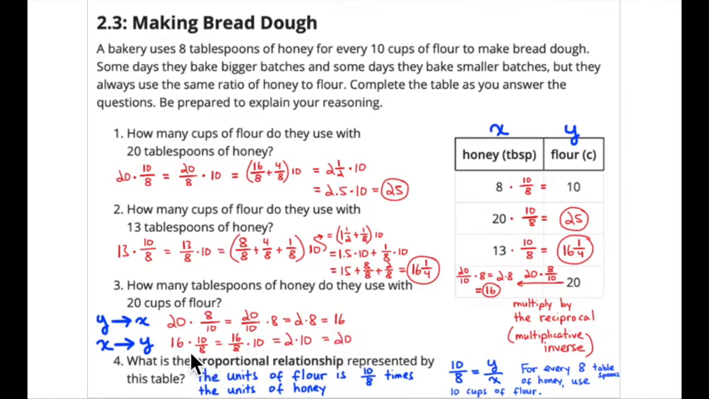So here's the 16 divided by 8 right here. 16 divided by 8 is 2, times that 10. And the units of flour is 10/8 times the units of honey. So 10/8 is the same as y divided by x. For every 8 tablespoons of honey, you use 10 cups of flour. So the amount of flour that you use, y, is 10/8 the amount of honey that you use. So y is equal to 10/8 times the amount of honey, which is 8.